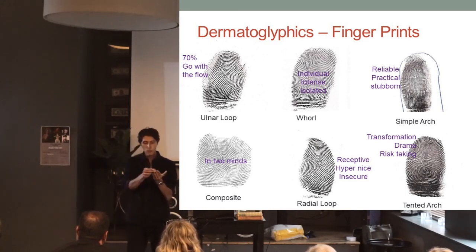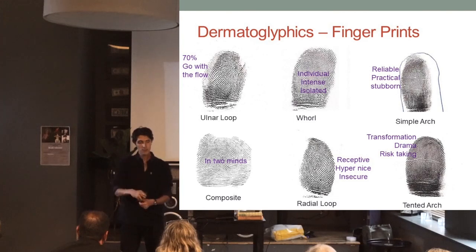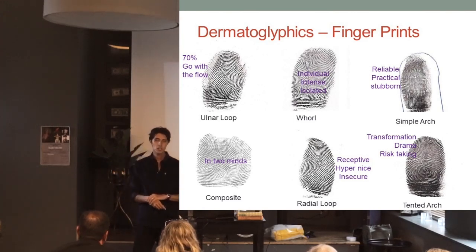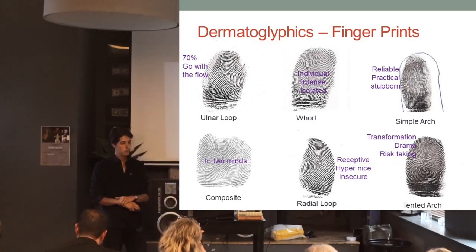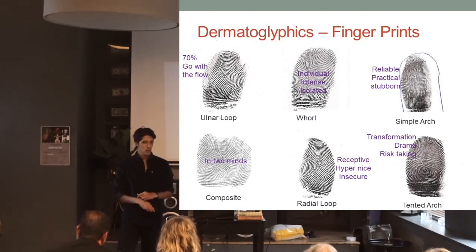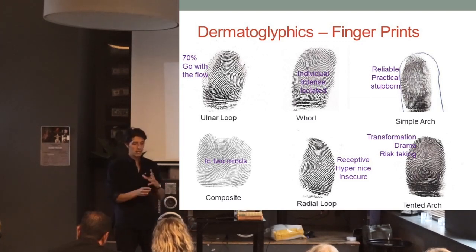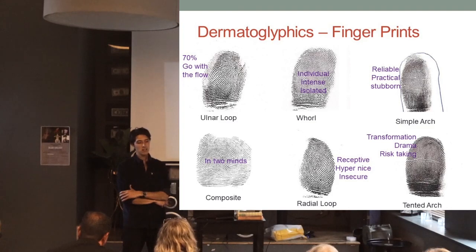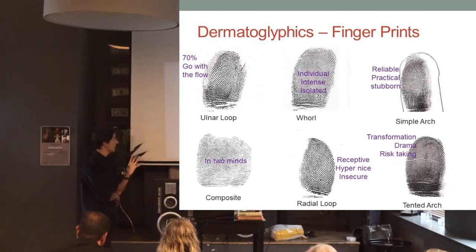You've got whorl fingerprints, which individualize and intensify each digit that it's on. So if you've got a whorl on your ring finger, then it's going to intensify and magnify those qualities. You've got simple arches, which tend to add a more practical, stable, reliable quality to somebody's character. We've got the composite, which we've already discussed is slightly being in two minds, again, depending on where it's found and how many. We've got the radial loop, which makes people hypersensitive and very receptive. And the tented arch, which is quite a rare fingerprint, probably less than 1%, and it's about drama and taking risks.